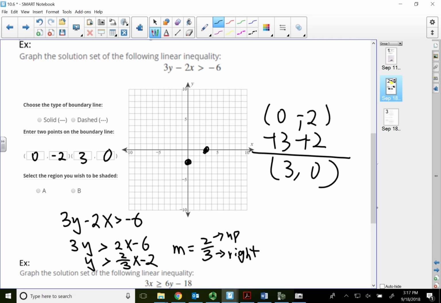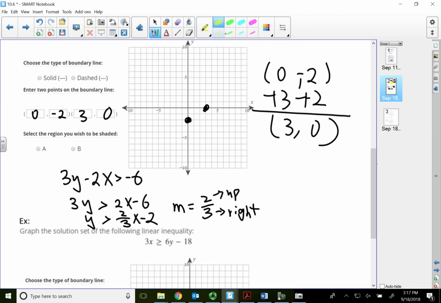All right, by looking at the inequality, there's no equal to, so I'm going to choose a dash line. Reading from the variable, y is greater than, so here's my dash line. Y is greater than means we'll shade above it. So above this boundary line, this side of the plane is where all my solution is going to be, okay?